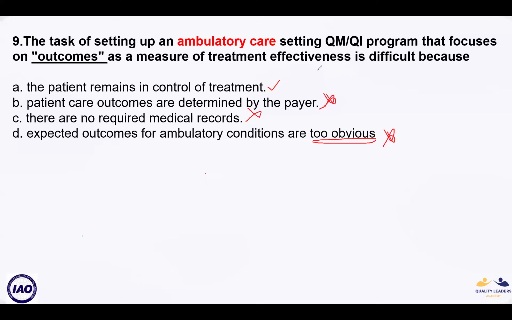So the correct option is option A. It's very difficult for us to measure the outcomes in an outpatient clinic because the patient remains in control of the treatment.